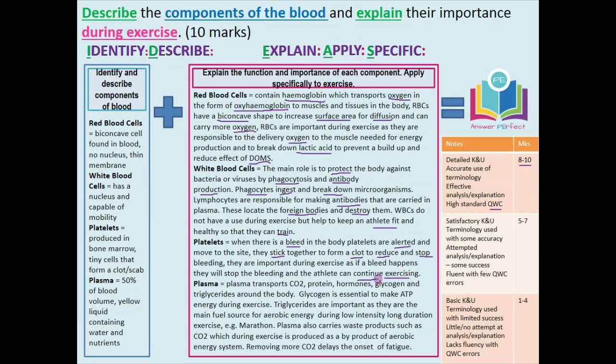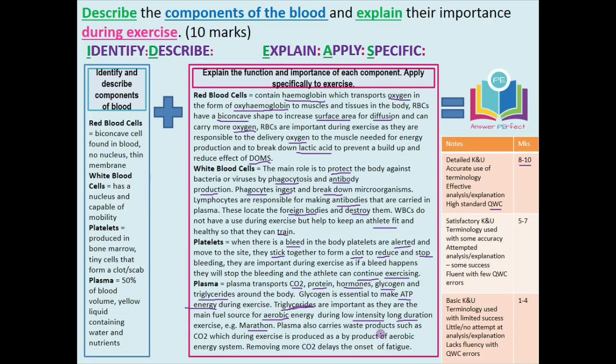And lastly, plasma. Plasma transports things like carbon dioxide, protein, hormones, glycogen, and triglycerides around the body. We know all of these are important. For example, glycogen is essential to make ATP energy during exercise. Triglycerides, which are fats, are important as they're the main fuel source for aerobic energy, especially during low intensity, long duration exercise such as the marathon.